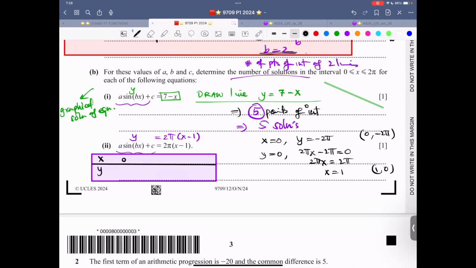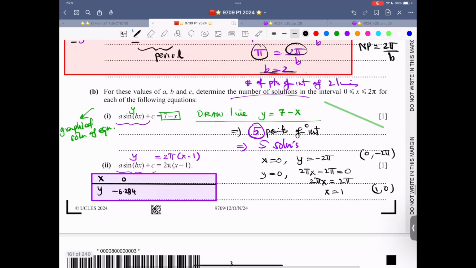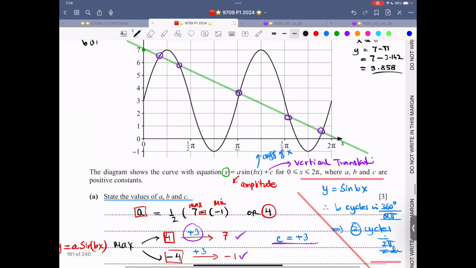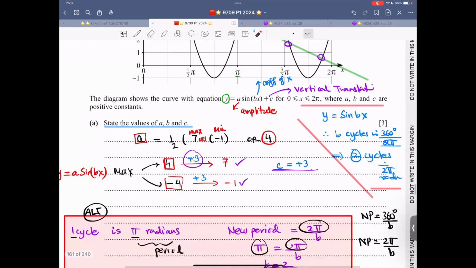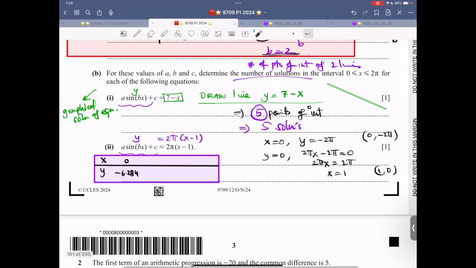So always choose the value x is equal to 0. When x is equal to 0, that is 2 pi into minus 1, that is negative 6.284. That is not over here. I cannot pinpoint this because there are not that many negative values and I have to go all the way down. So now this value is useless. What if I plug in a middle value? Let's say I plug in pi. So this is 2 into, grab the calculator.